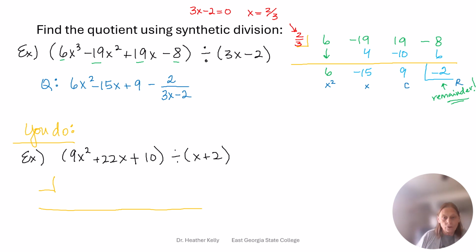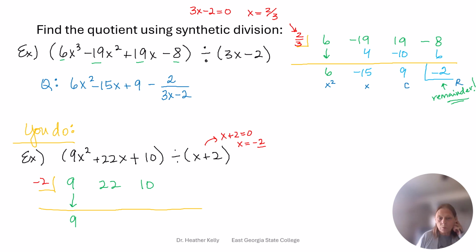Okay, let's finish this up here. Hopefully you're done. 9, 22, 10. I'm going to go ahead and bring down my 9 real quick. Here, this is x plus 2 equals 0, so x is equal to negative 2. We're going to put that in here.